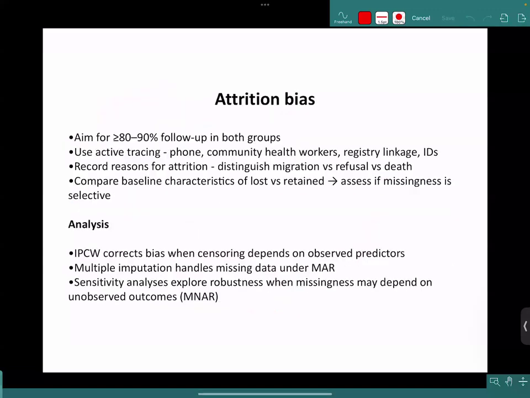So for attrition bias, you have to aim for at least more than 80% follow-up. And for that, you have to really do active follow-up by contacting the participants from time to time, having healthcare workers visit them, and different ways in which you can reach out to them from time to time. If there is attrition, find out the reasons, because I told you it helps you to understand what type of missingness is there and how to handle this missingness in your analysis.